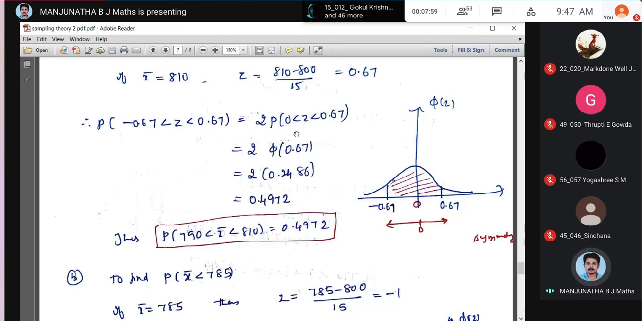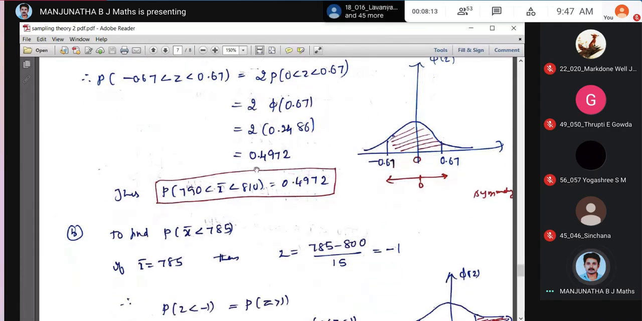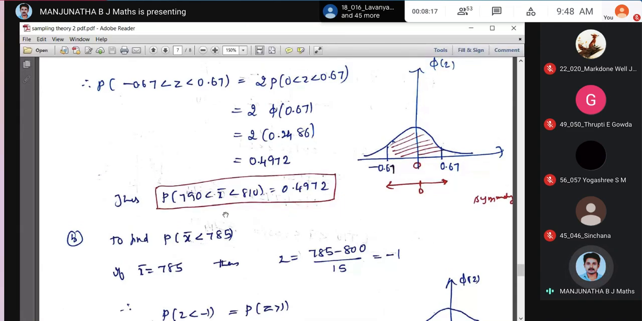That is 2 into the integral from 0 to z, phi of z, that is phi of 0.67. Go through the normal probability table, vertically 0.6, horizontally 7. That value is 0.2486, so twice that is 0.4972. That is the required probability that the mean lifetime of a tube is between 790 and 810 hours.